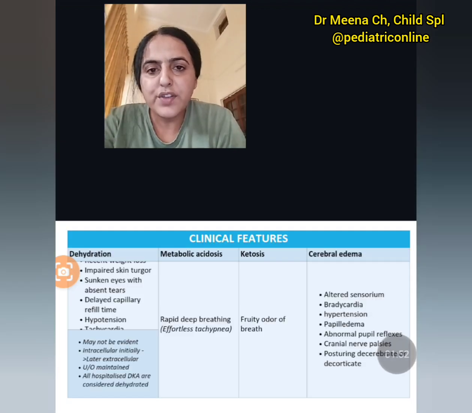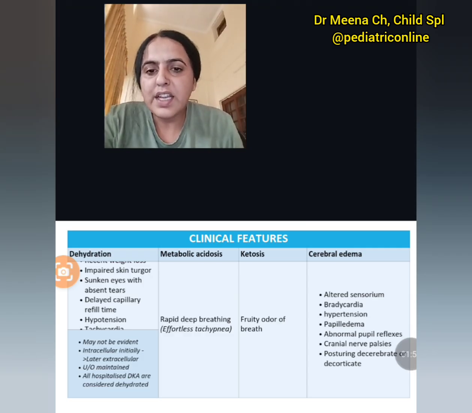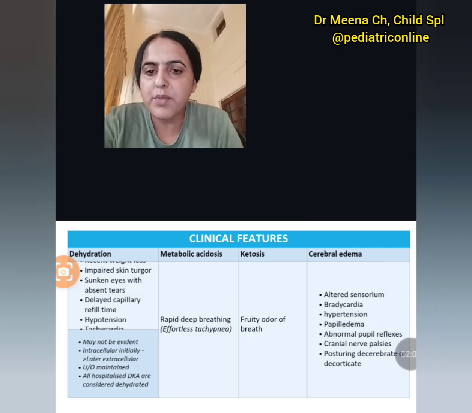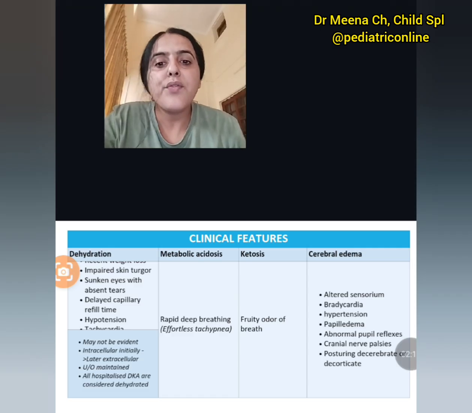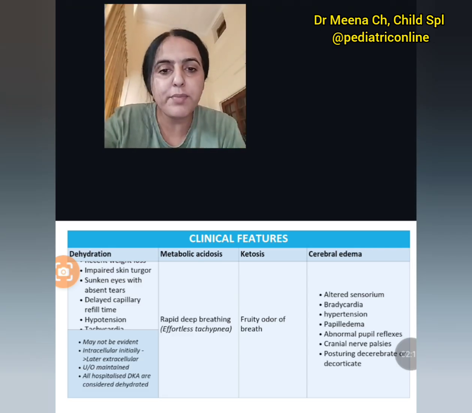The clinical features are all like the symptoms of dehydration. The patient has all the symptoms of dehydration: the sunken eyes, the delayed CRT, there can be hypotension, there is tachypnea, there is tachycardia, CRT can be prolonged, right? Decreased urine output can be there, but then you have rapid deep breathing, the Kussmaul pattern of breathing. You can have fruity odor of the breath.